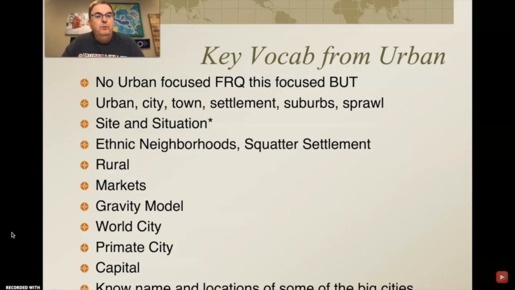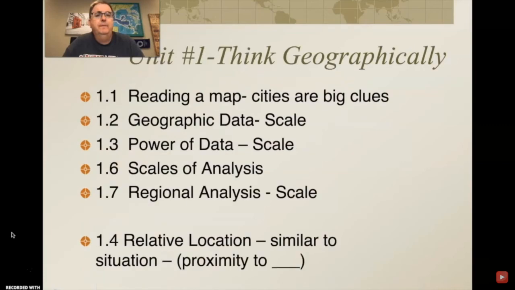And the more urban you know, especially in the areas that I'm going to focus on, the better off you're going to be and the more you're going to perform on the test. So if you don't remember this list, come back and look at it in a few minutes. Hey, and you know what? It would be nice to know the location of a few big cities, and I'll show you why here in a moment. So unit 1 is all about thinking geographically or thinking spatially.